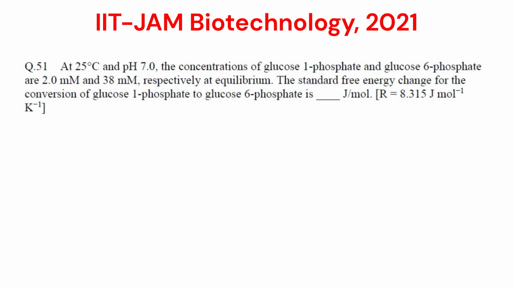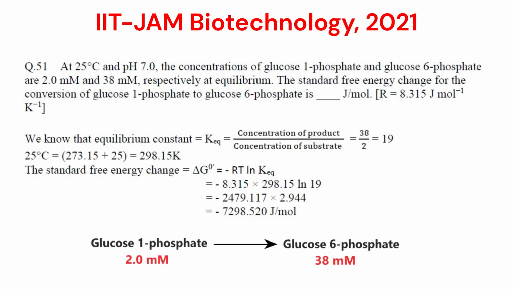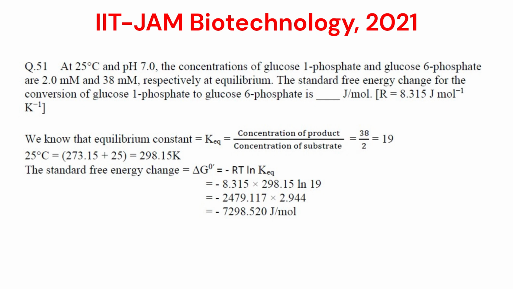Now in this problem, at 25 degrees centigrade and pH 7, the concentrations of glucose 1-phosphate and glucose 6-phosphate are provided. You have to calculate the standard free energy change for the conversion of glucose 1-phosphate to glucose 6-phosphate, and the value of R is provided here. We know that the equilibrium constant K equilibrium is the concentration of product divided by the concentration of the substrate, that is 19. So I will calculate the temperature in Kelvin first. Here 25 degrees centigrade means 298.15. The standard free energy change can be calculated using this equation.